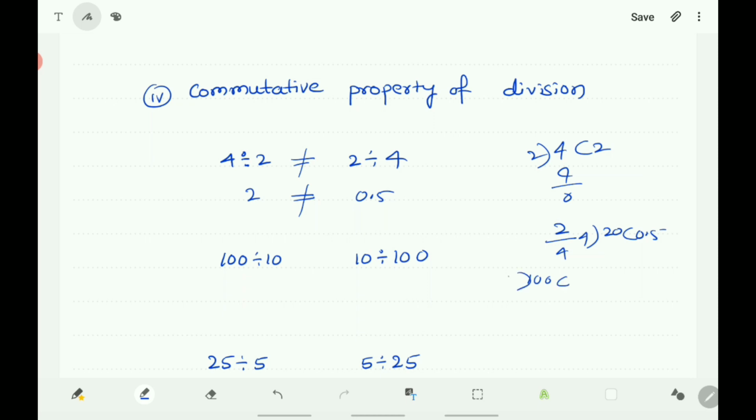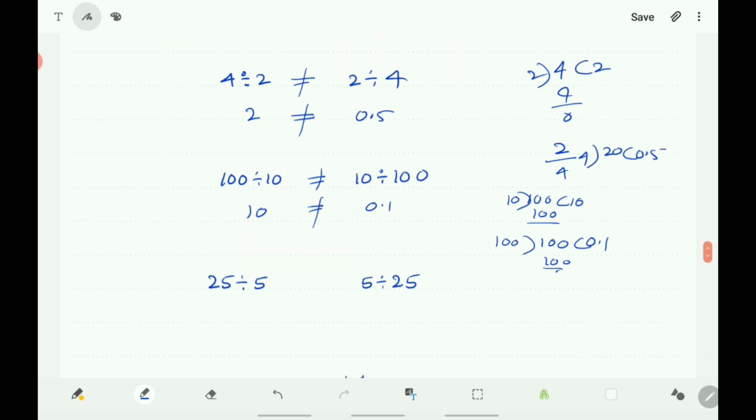100 divided by 10, that is 10 tens are 100. So it is 10 here. And 10 divided by 100, you know that it is 0.1. So 10 is not equal to 0.1. Therefore 100 divided by 10 is not equal to 10 divided by 100.